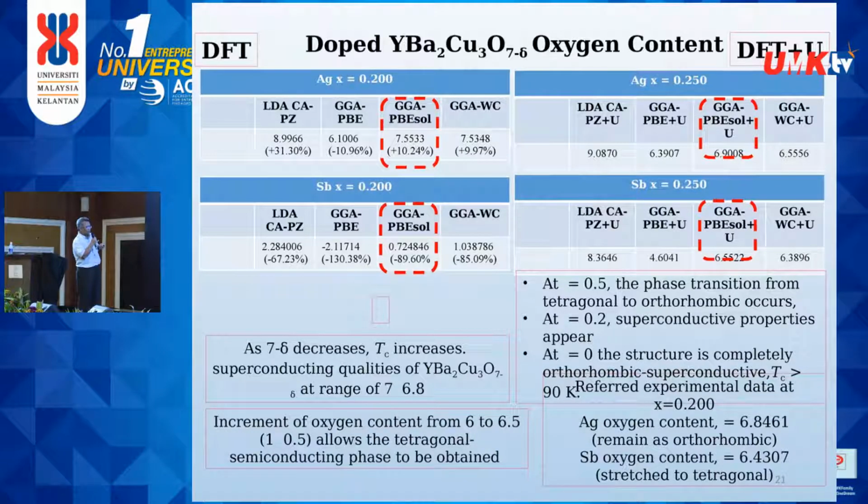All right? So the referred experimental data is delta equal to 0.2. Oxygen content is about 6.8, so it remains orthorhombic. And for antimony, because the ionic radius of antimony is very small compared to the barium, it will shrink and the structure will contract and be stressed to tetragonal, right?